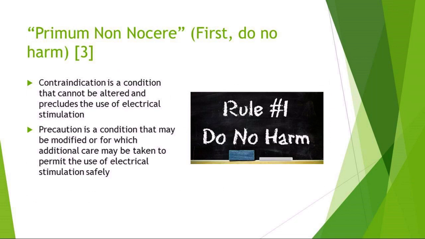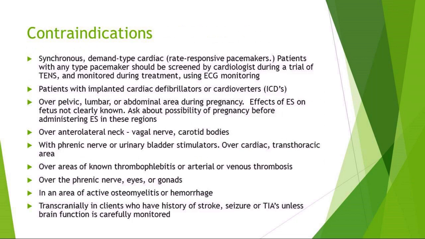So first, do no harm. That's rule number 1. So we always want to consider contraindications and precautions. A contraindication is a condition that cannot be altered and precludes the use of electrical stim. If you have a contraindication, don't do electrical stim. A precaution is a condition that may be modified or for which, if you take additional care, it may permit the use of electrical stim safely. That's key, safely.